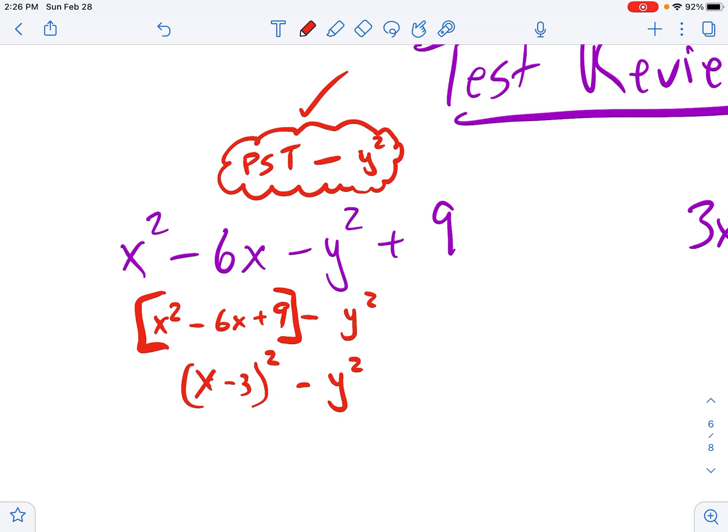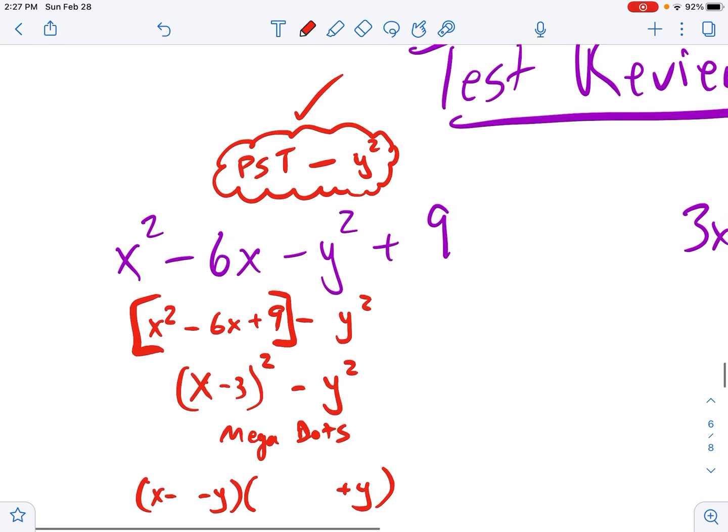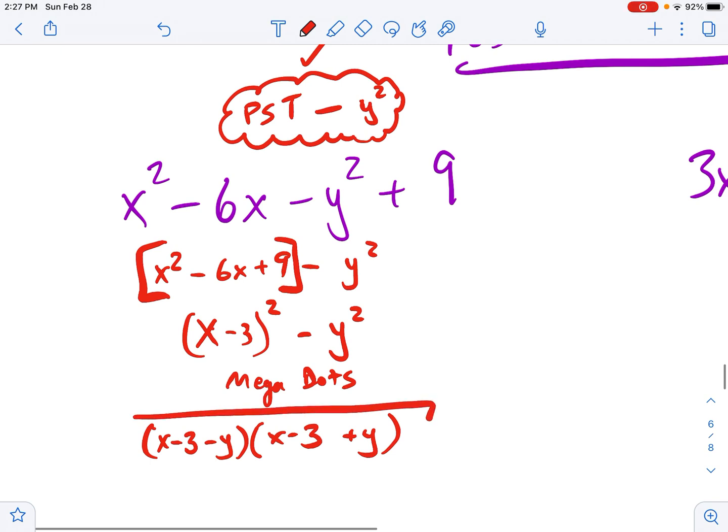And so what you want to do is recognize that this is a difference of squares, so you're not done. This is something squared minus y squared. So normally we would do something minus y, something plus y. And in this case, it's an x minus 3 which occurs in the front. So this is your factorization.